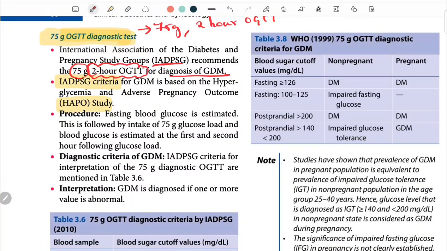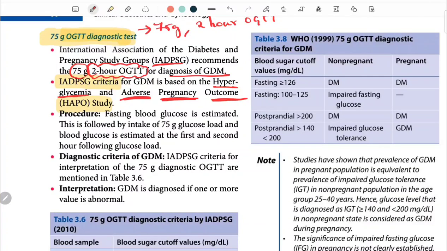What is this HAPO study? H stands for hyperglycemia, A stands for adverse pregnancy outcome. So the HAPO study means the hyperglycemia and adverse pregnancy outcome study.